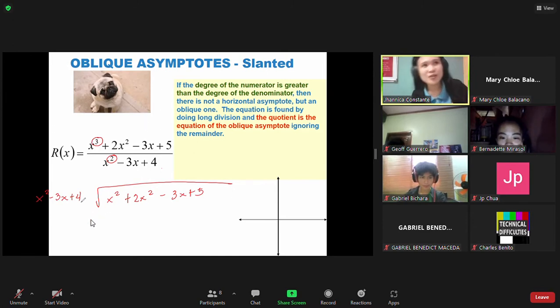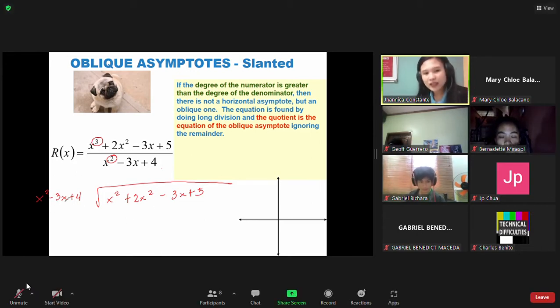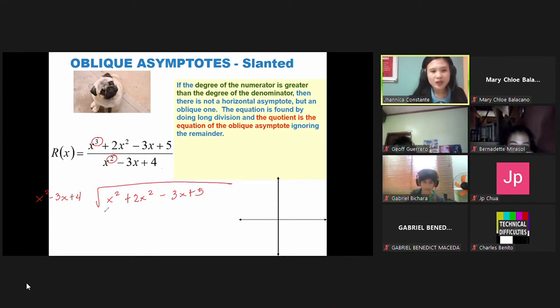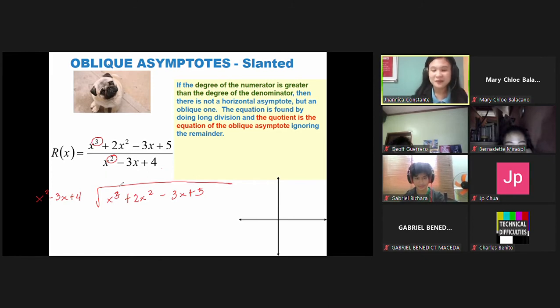Okay, let's use the long division, dividing the numerator by its denominator for us to know the oblique asymptote of our rational function. So x squared minus 3x plus 4 divided into x cubed plus 2x squared minus 3x plus 5. Let's start with the cube.